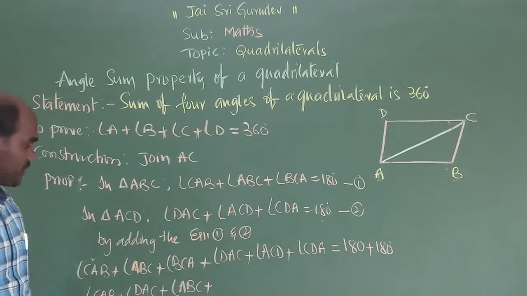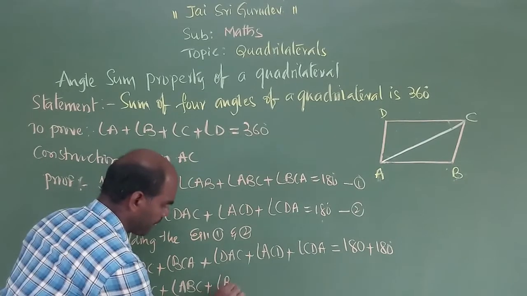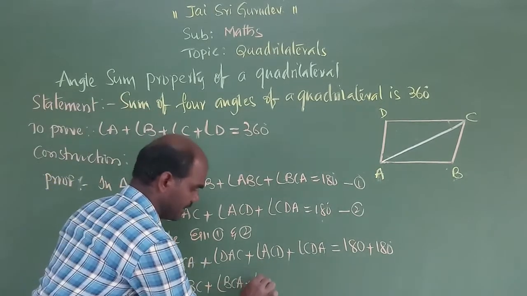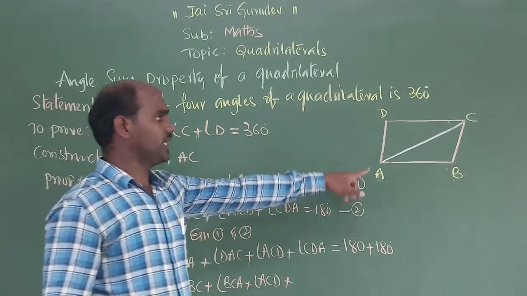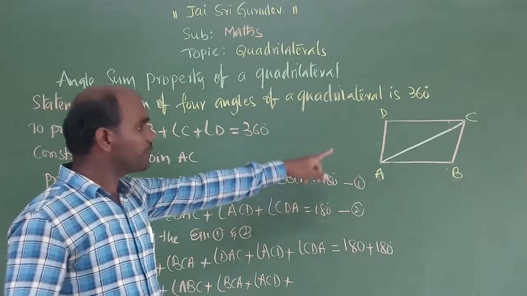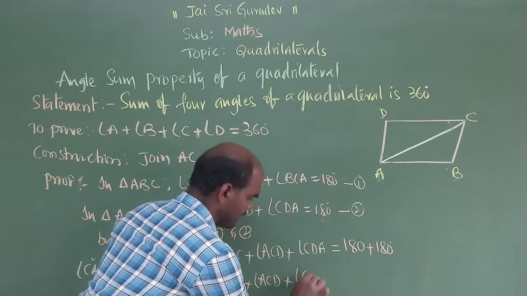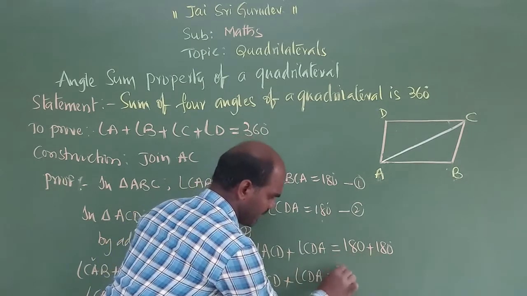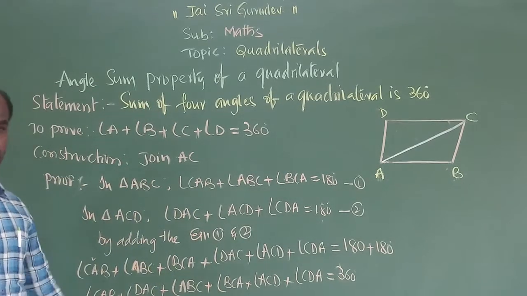So that is angle BCA plus another one, ACD. ACD plus C is complete now. D will become solid as a complete, that is CDA. Angle CDA is equal to 180 plus 180. How much should it be, children? 360. Yes or no, children?